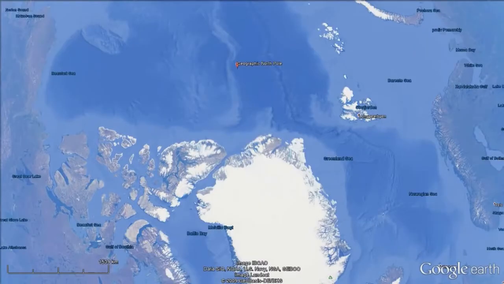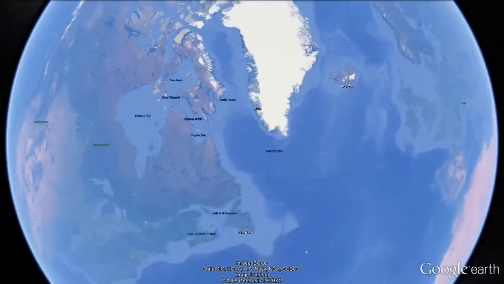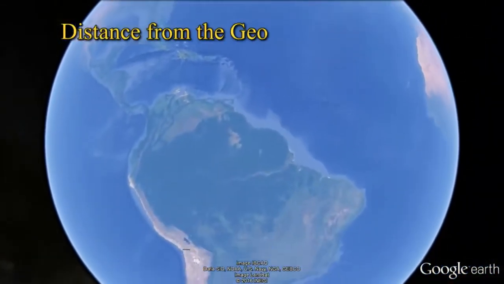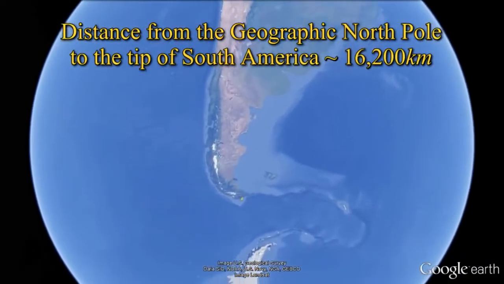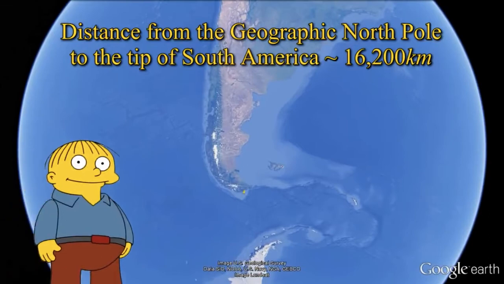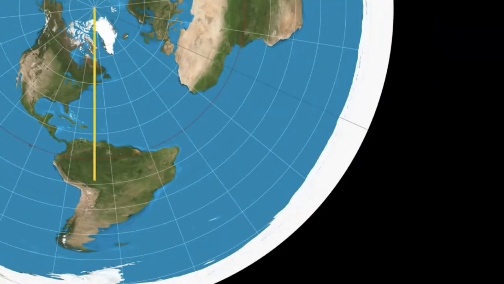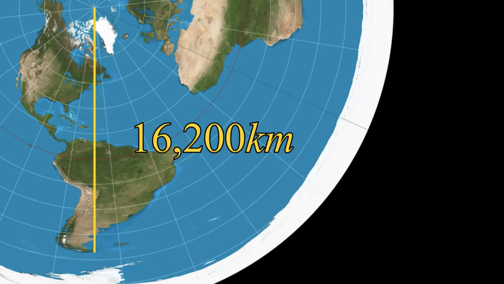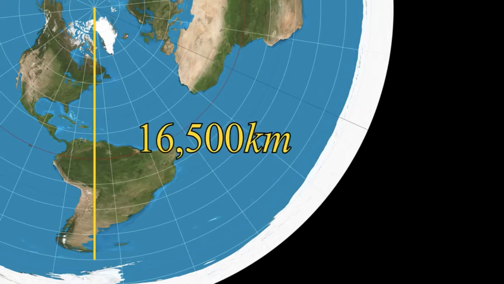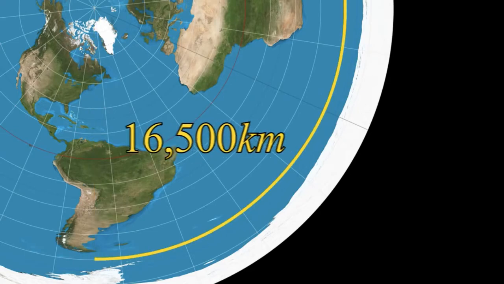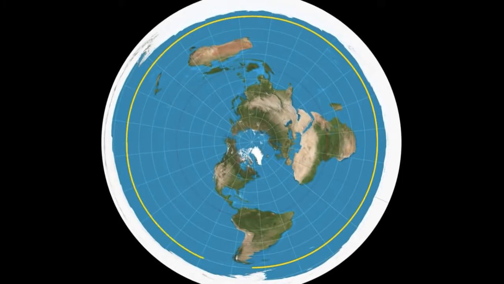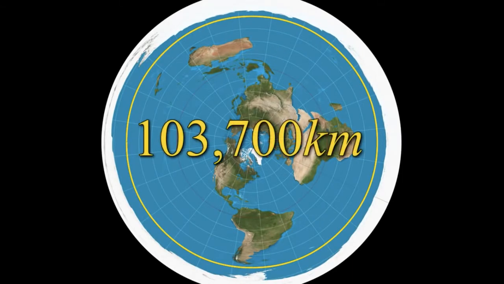Let's get a ballpark figure on how many patrol boats they would need. The straight-line distance from the North Pole to the tip of South America is about 16,200 kilometres. Since Flattards claim that distances on land are the same on their magic Discworld as they are in reality, it's going to be 16,200 kilometres for them too. Let's have our patrols passing roughly halfway between Tierra del Fuego and the Krakow Peninsula, say 16,500 kilometres from the North Pole. This gives a circumference of roughly 103,700 kilometres of ocean to patrol, continuously.